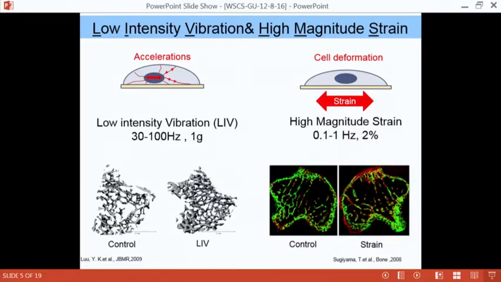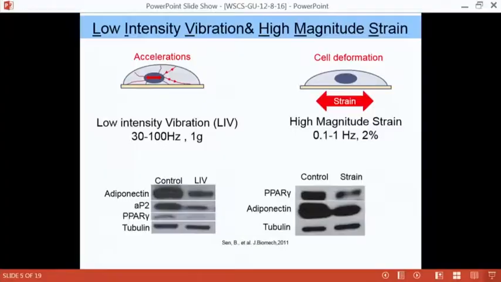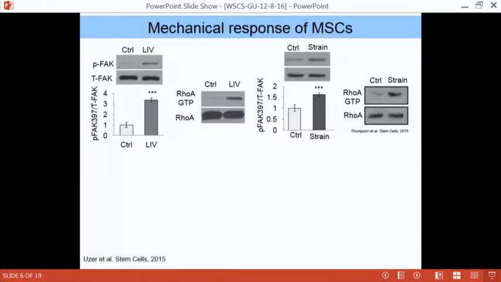Similarly, high magnitude strain is another method that we use. We use this anywhere between 0.1 to 1 hertz with a 2% stretch of the membrane, and others have shown that it increases bone modeling. When we look at fat differentiation of mesenchymal stem cells in a petri dish, we see that both LIV and strain can decrease the adipogenic commitment of mesenchymal stem cells, as shown by the well-known fat markers adiponectin, AP2, and PPAR gamma.